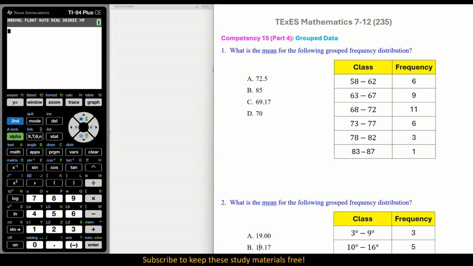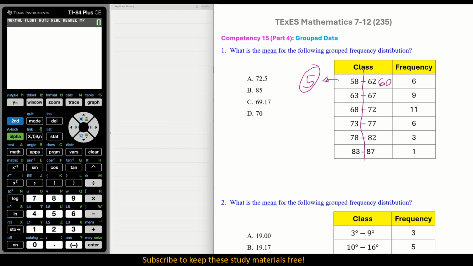Okay, number 1. What is the mean for the following group frequency distribution? So what we need to do is find the center values of each of our classes, and our classes have five data points each. That's going to be important. We need this 5. So if we're in the middle of 58 and 62, we will have 60.